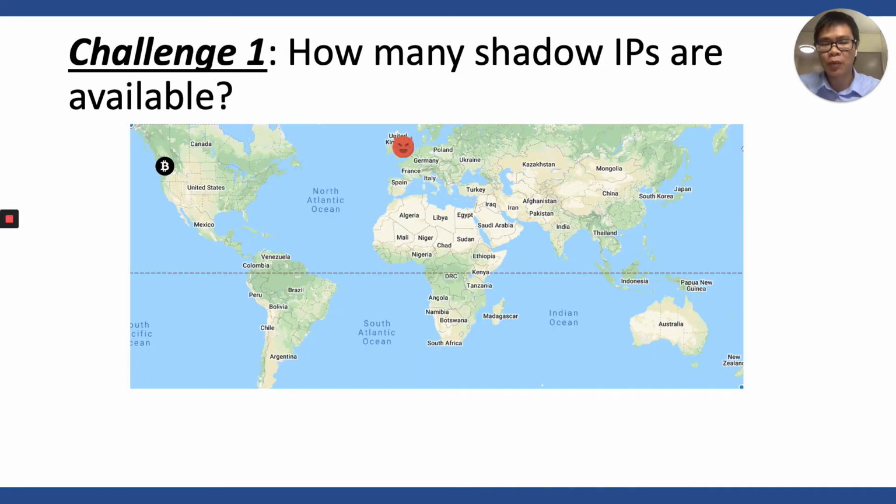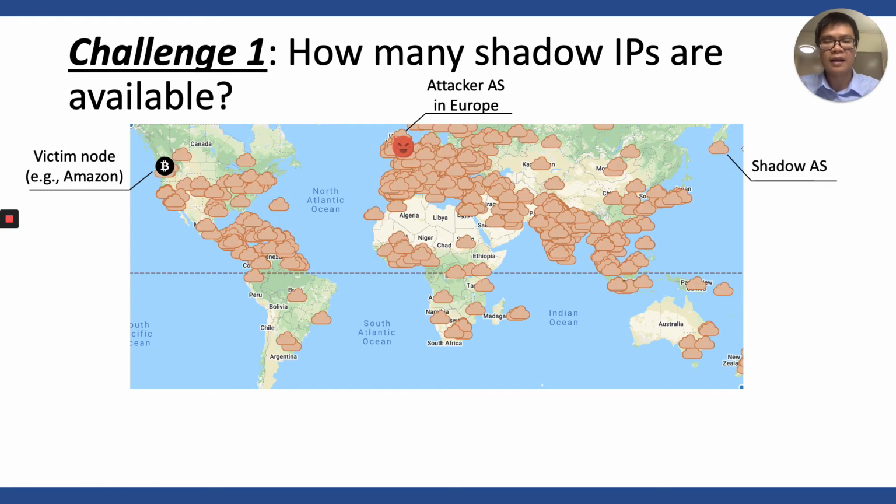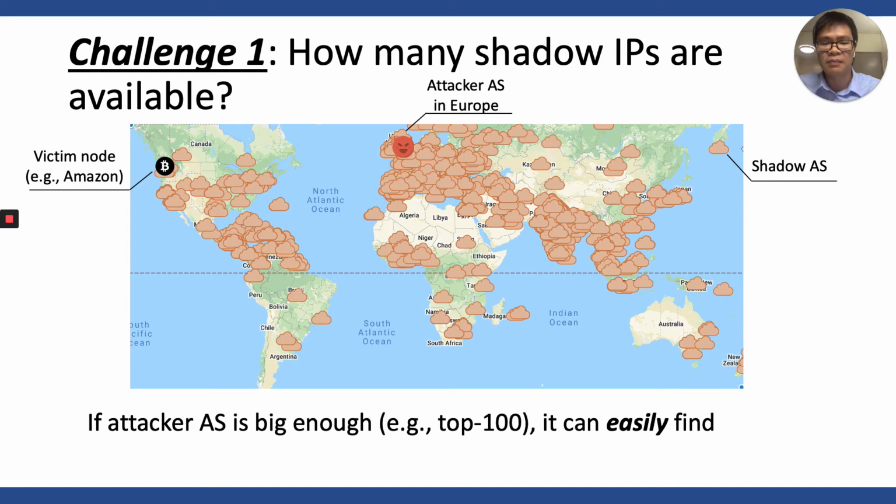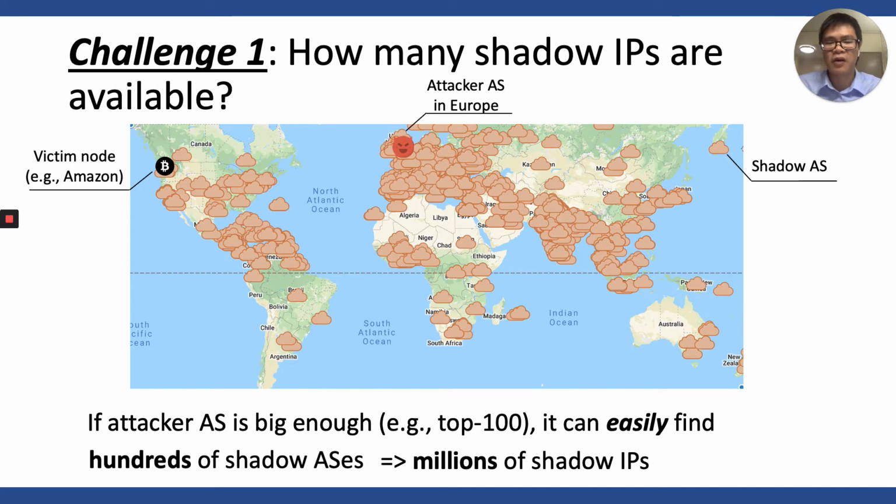In this example, the victim is a Bitcoin node running on Amazon Cloud, and the attacker is a big ISP in Europe. Then, all the small clouds here are the ASes hosting the shadow IPs. From our large-scale experiment, we found that if the attacker is big enough, it can easily find hundreds of shadow ASes, which contain millions of shadow IPs.